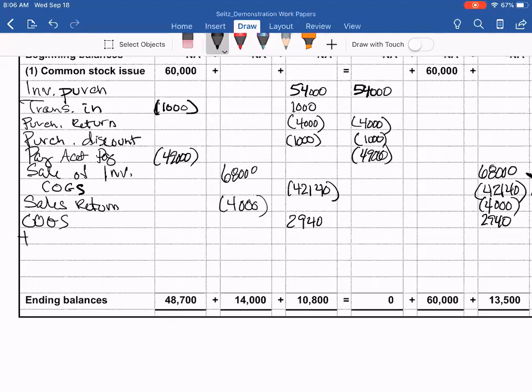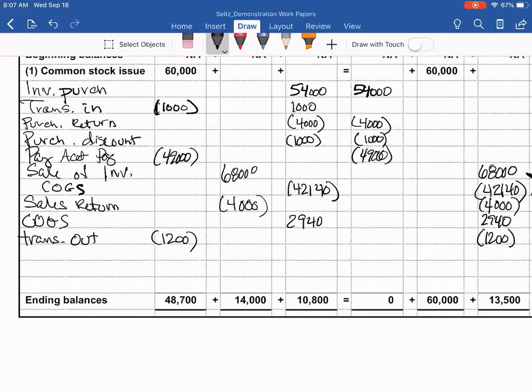So we're going to call this transportation out. We paid that in cash, so this would hit the cash flow statement. And then this would be just an expense. This doesn't do anything to our inventory. This is just an expense.